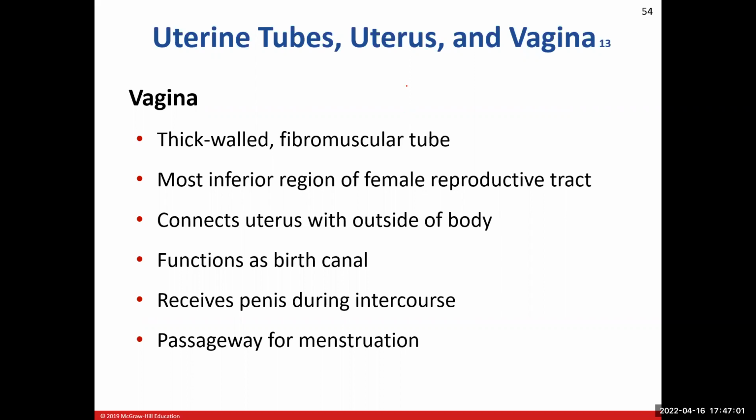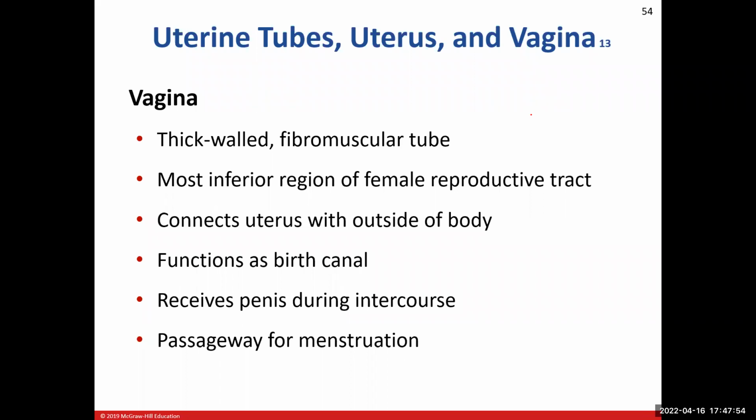All right, let's talk about the vagina. So the vagina is the inferior-most structural region in the female reproductive tract. It is a muscular tube, a fibromuscular tube, that is going to connect the uterus to the external environment there. So it plays a couple of roles here. One, it is going to be the birth canal. So during the birthing process, unless a C-section is performed, this is where the baby is going to travel out of the uterus into the world.